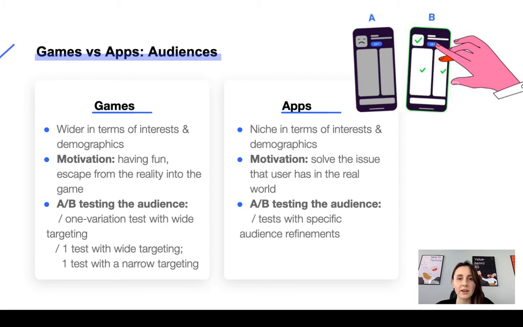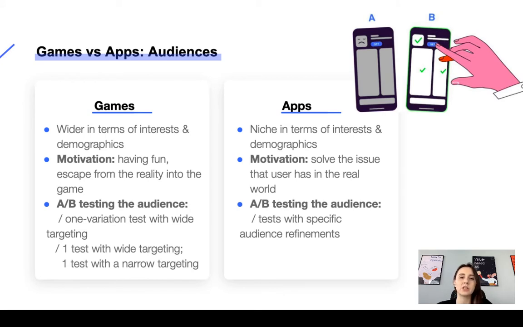So to check the best audience of the product, you can run an A/B test. Normally, these will be one variation experiments where you direct traffic to it and check the overall performance and behavior stats on the app page. So let's get back to games versus apps.